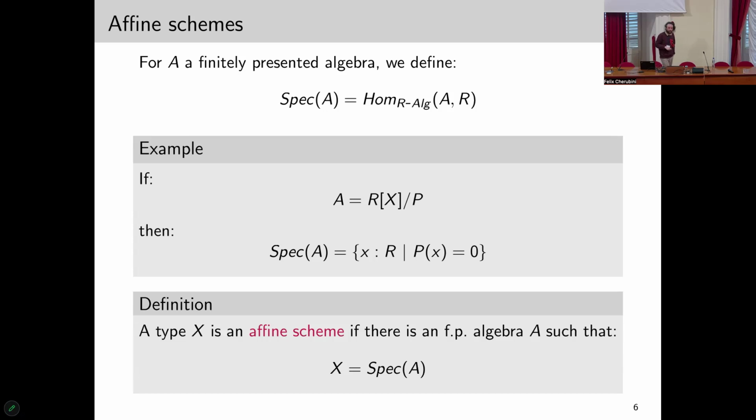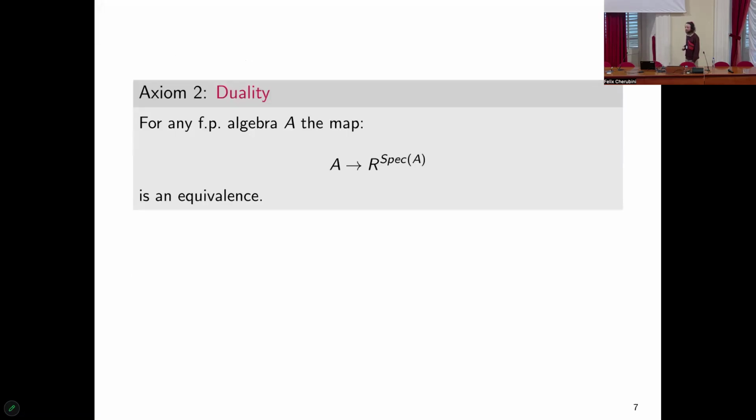By definition, we say that a type X is an affine scheme if there exists a finitely presented algebra A such that X is the spectrum of A. So an affine scheme is the type of roots of a system of polynomials. Okay, and now we have the second axiom, which is duality. It says that such a map is an equivalence.